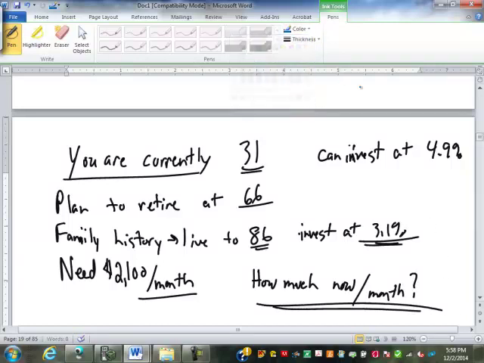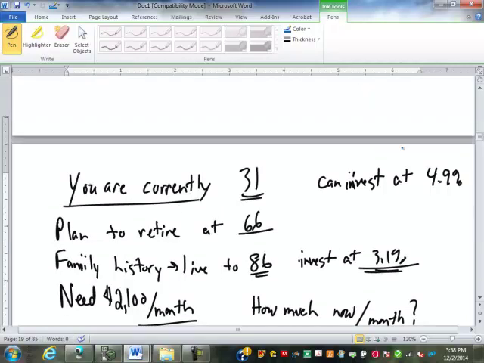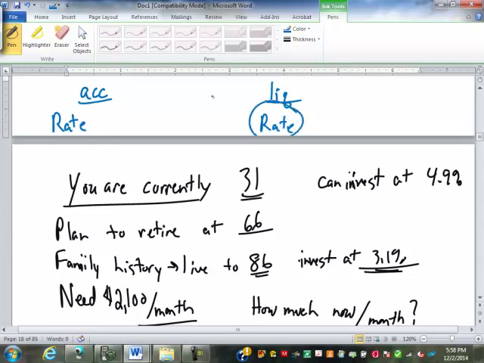So we have to work backwards. We have two situations here. We have the investment and we have the liquidation, the accumulation and the liquidation. For each of those, we need to know the rate, the percent. Well, in this case, we know that for both of them. We've got 4.9% during accumulation, 3.1% during liquidation.